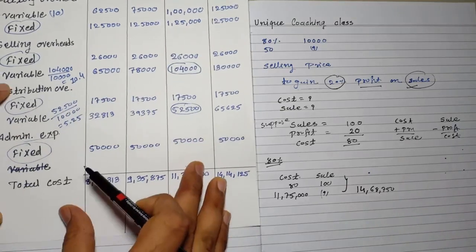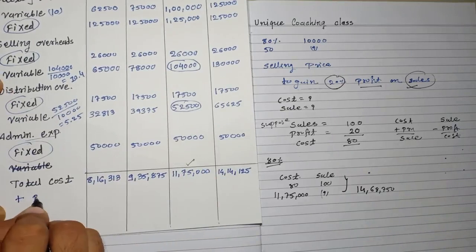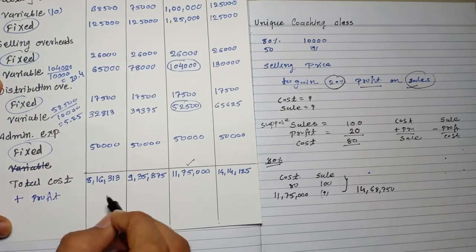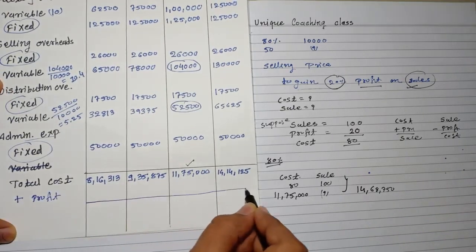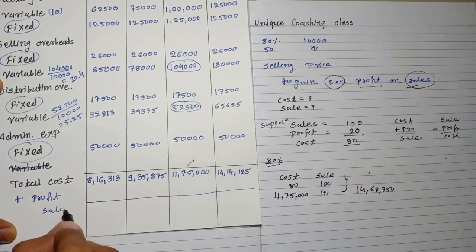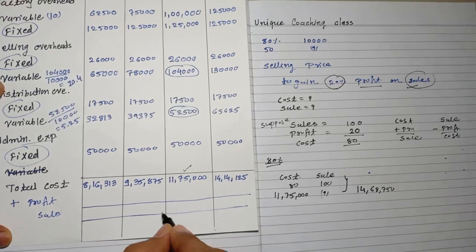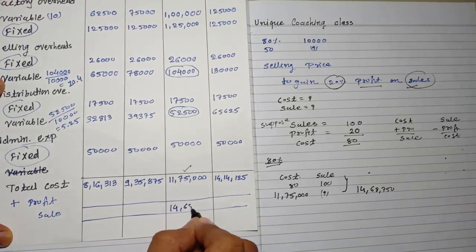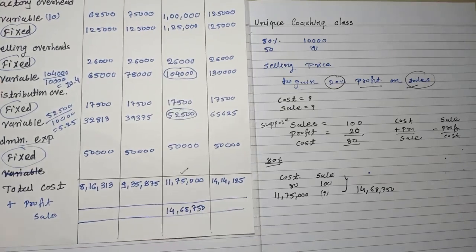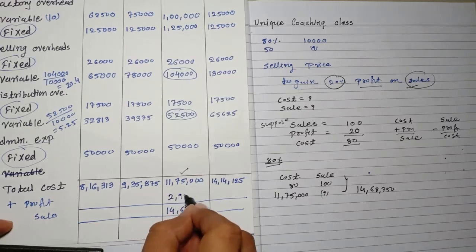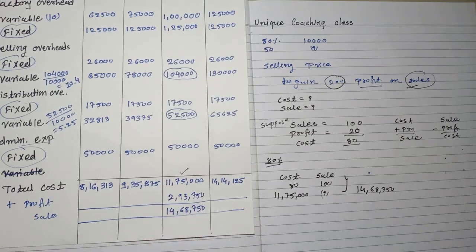So let's prepare this way: profit and sale. This type of calculation we made in semester 3. Okay, sell 14,68,750. So the difference is profit. Let's also find out that profit. It was 293,750. Clear?